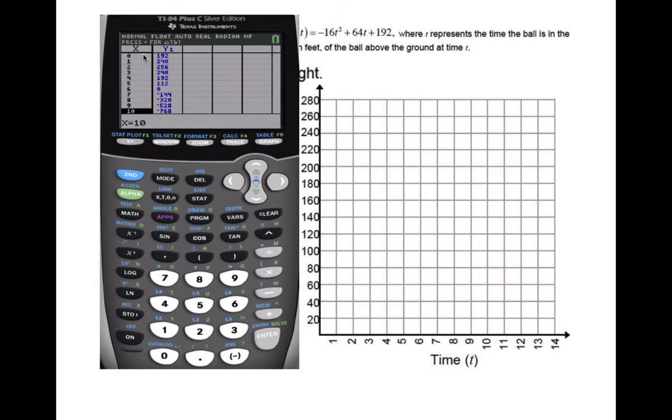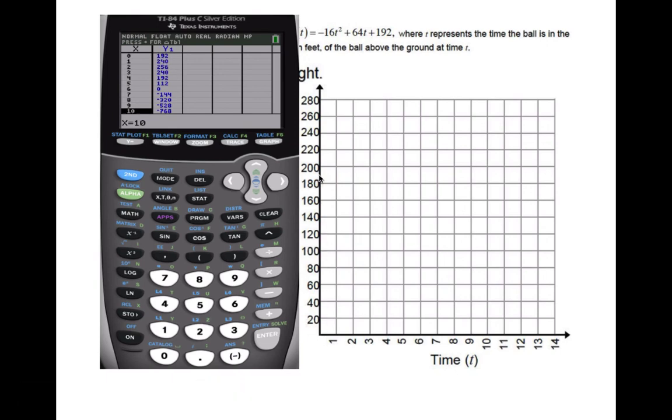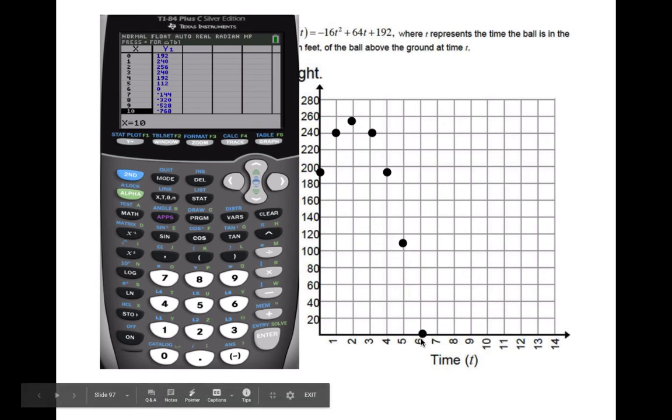Notice that we have time starting at 0 seconds. Notice the height of the ball is at 192 feet. So at 0 seconds, we're at 192 feet. And then at 1 second, it's at 240. And then at 2 seconds, at 256. And then 3 seconds, we're back to 240. 4 seconds is 192 again. And then at 5 seconds, it's at 112. And then at 6 seconds, the height is 0. So that is the curve that the ball is traveling.